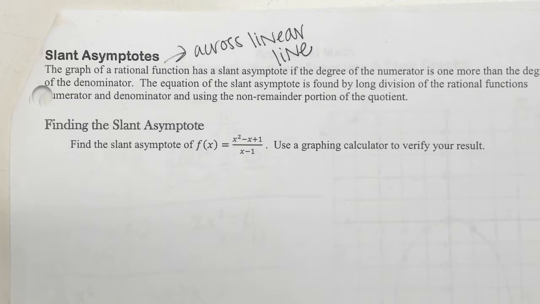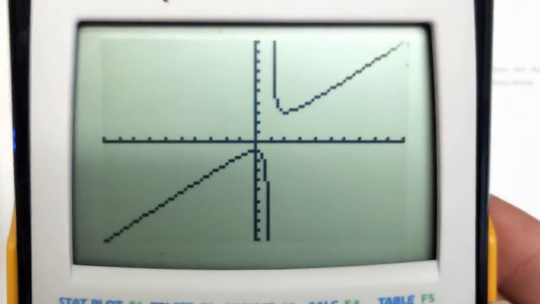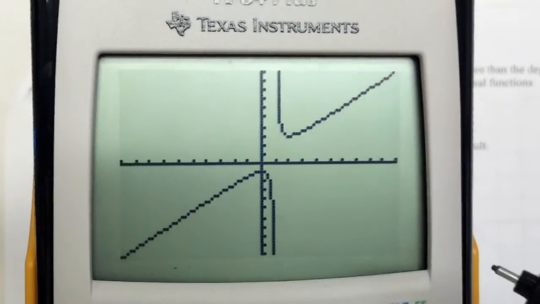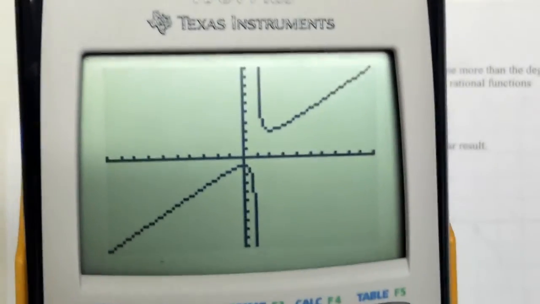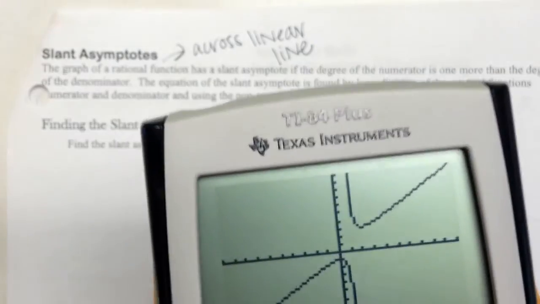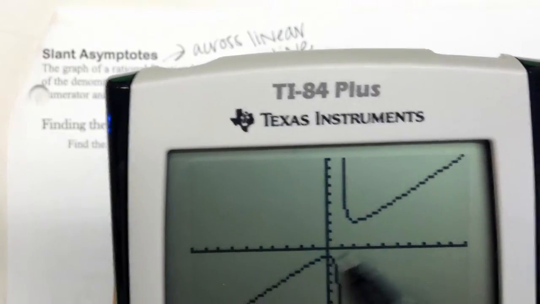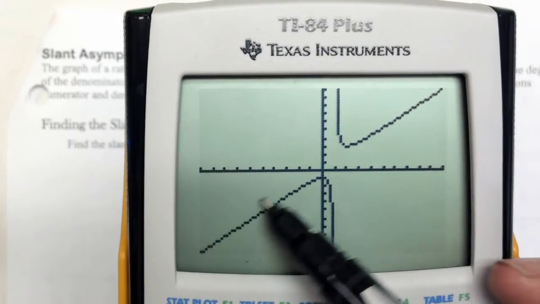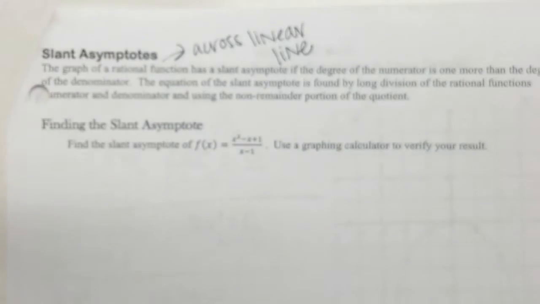Again, make sure both are in parentheses. And yours should look like this. So you see how it's kind of sideways, kind of funky looking? It's because the asymptote is across a linear line. Now for this one, and I'm going to show you how to find it, it's across y equals x, the identity function. Y equals x. See how it's approaching that line if I were to draw a line here but not touching it? And this is how we find out our slant asymptotes.